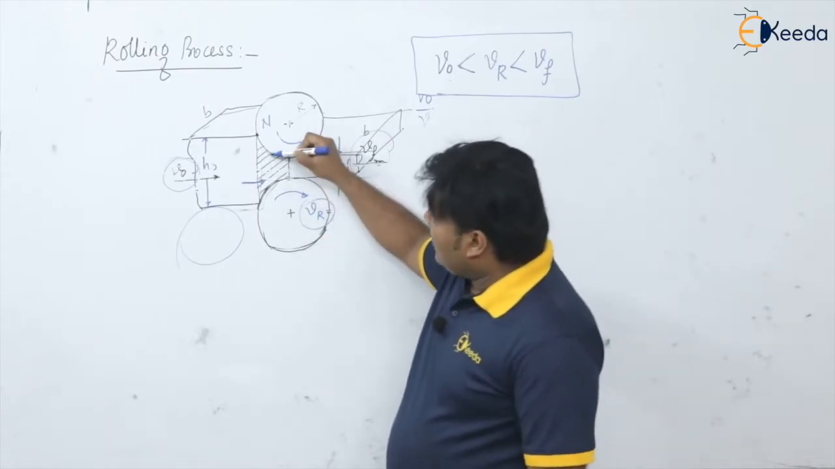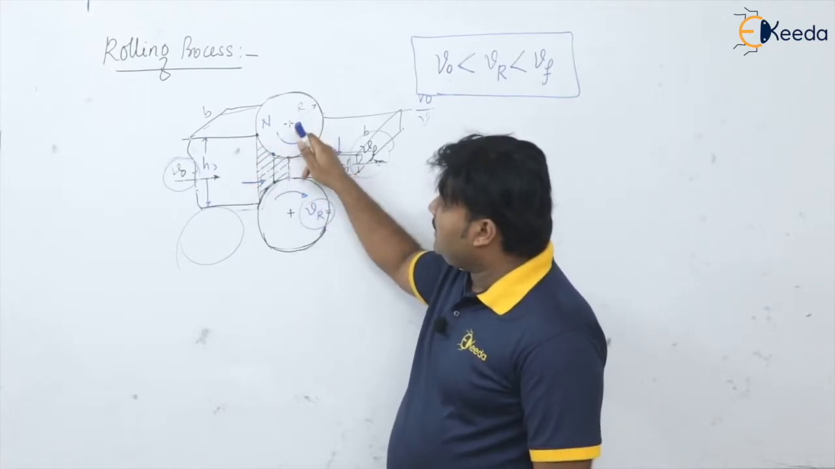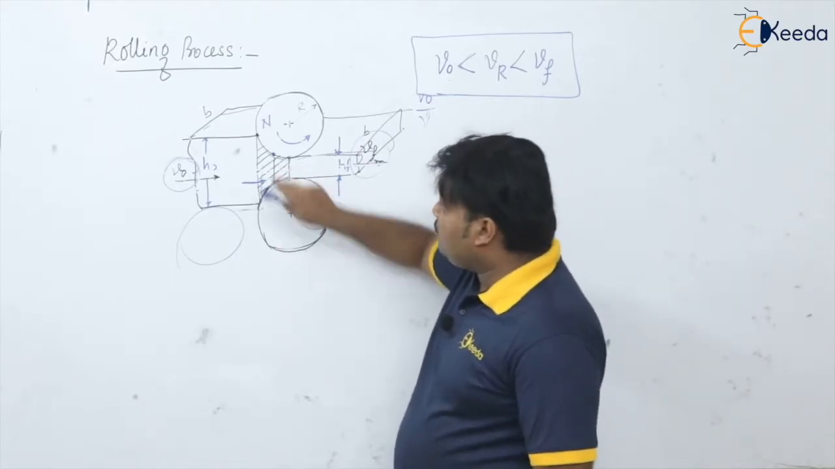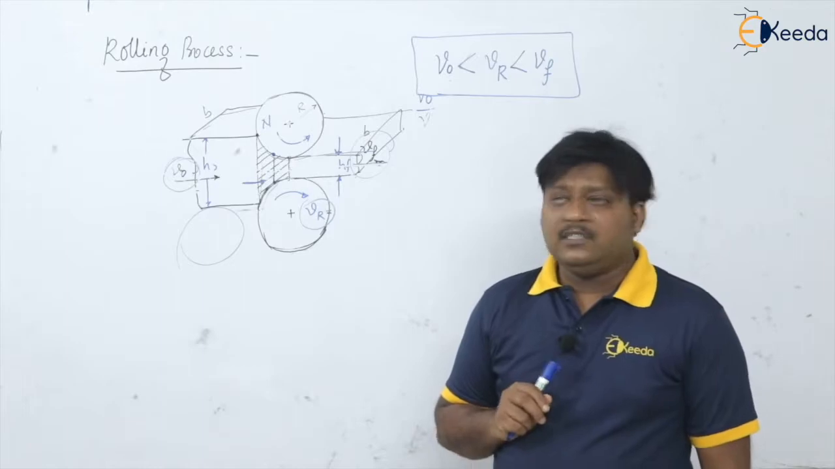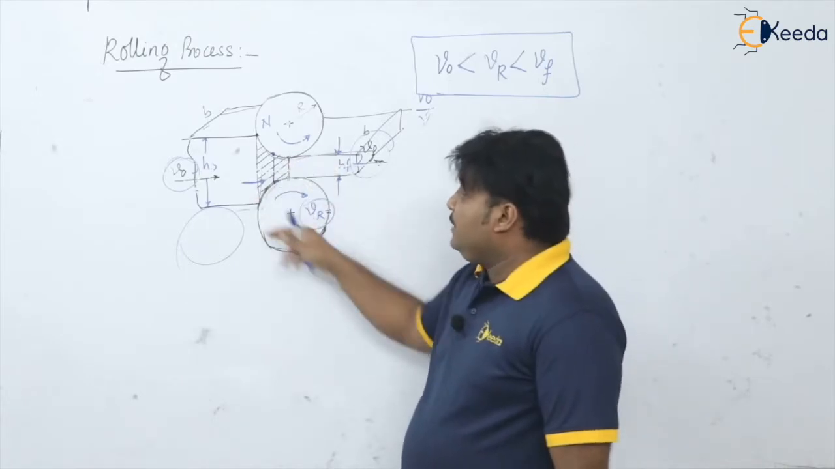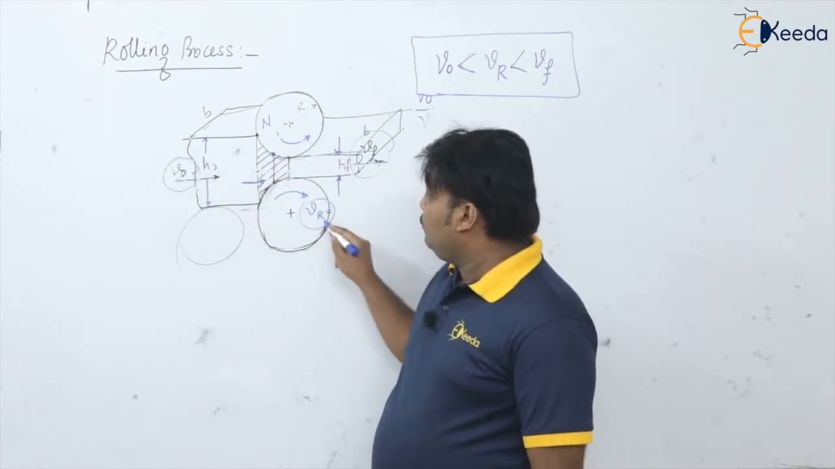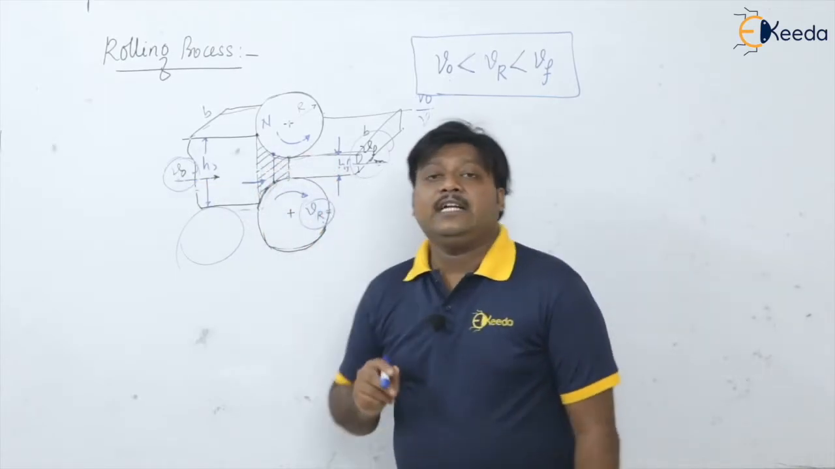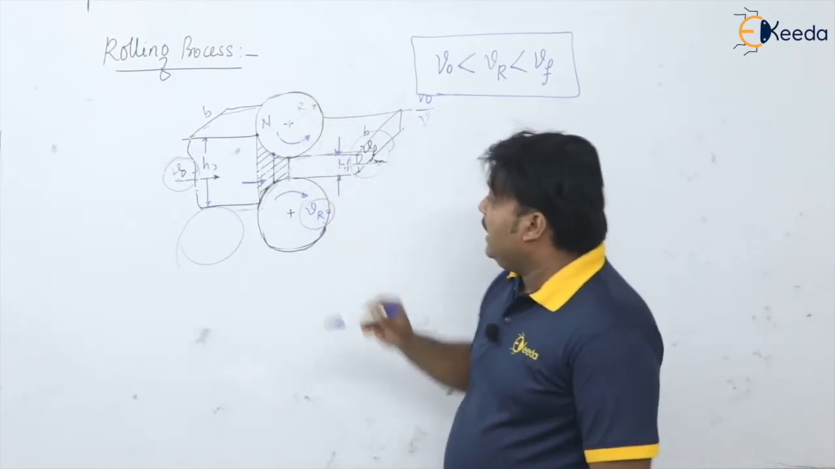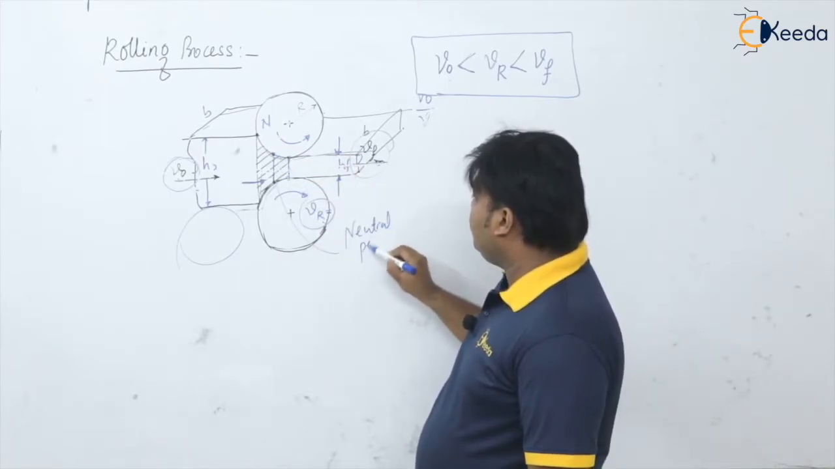Okay, so at that point, what will happen? Say this is that point where the roller velocity gets matched with the velocity of the strip. At that point, what is the relative velocity? Both velocities are the same, so there will be zero relative velocity. At that particular point where VO is equal to VR, the relative velocity is zero, and that point in the deformation zone in the rolling process is known as the neutral point.